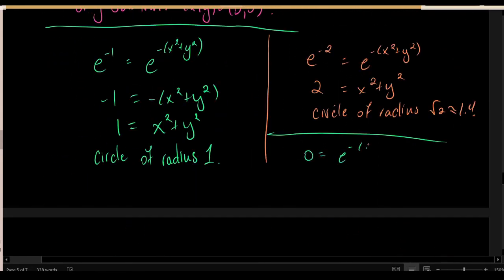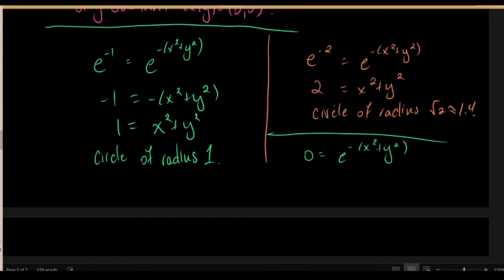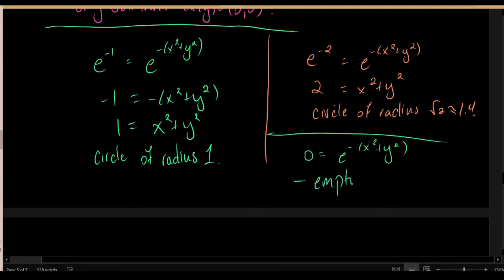But if I plug 0 into z's position in the given equation, then I get something that has no solutions. You cannot apply natural log to this because natural log of 0 is undefined. So this is another empty level curve, which means that this graph never reaches a height of 0.